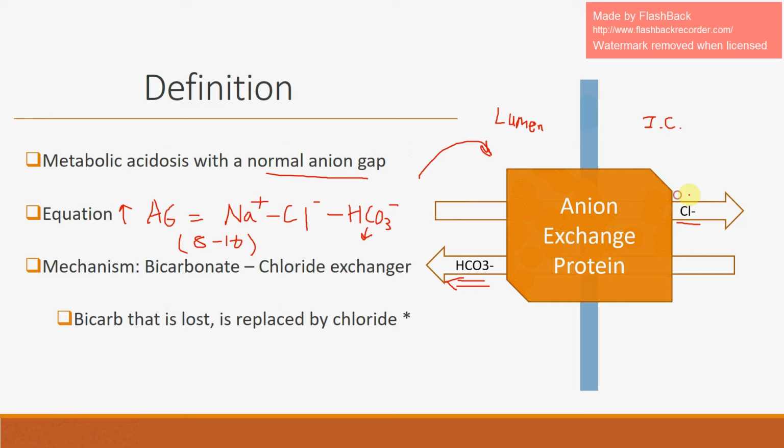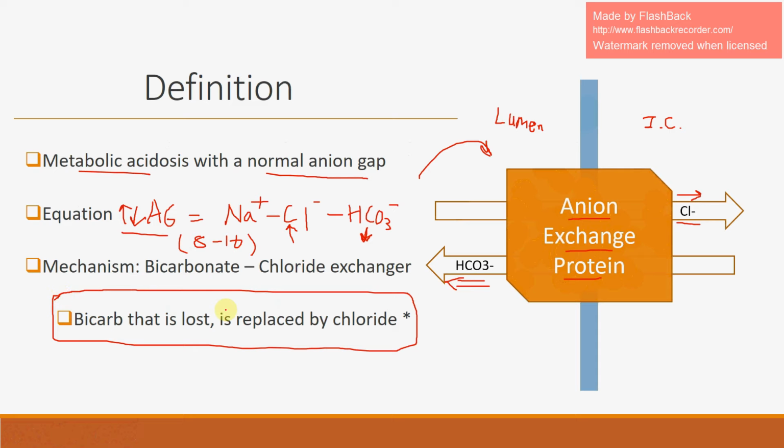However, if an equal molar amount of chloride is being driven into the cell through the help of this helpful anion exchange protein, then you will see that despite the fact that the bicarb is going down, the chloride is going up in an equal molar amount. Thus, we have the preservation of a normal anion gap despite having a state of metabolic acidosis. So, bottom line, bicarb that is lost is replaced by the chloride. And that is really the hallmark mechanism of how an anion gap is able to be normal despite having an acidotic state within the body.